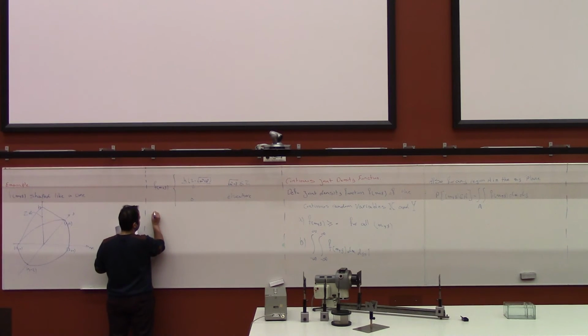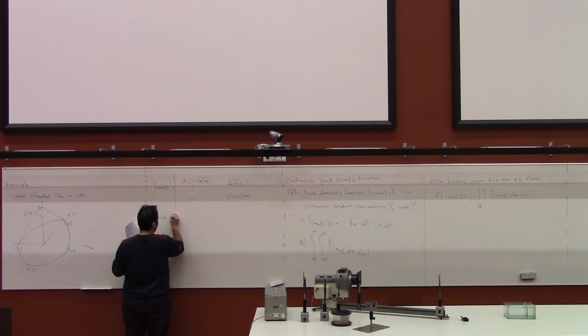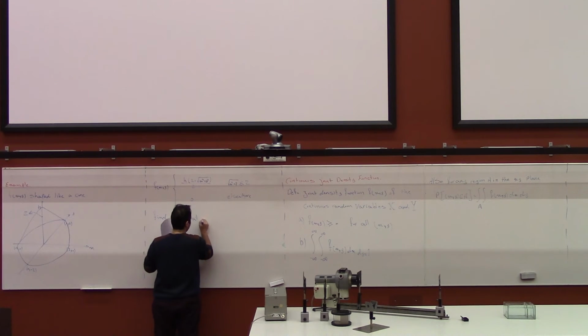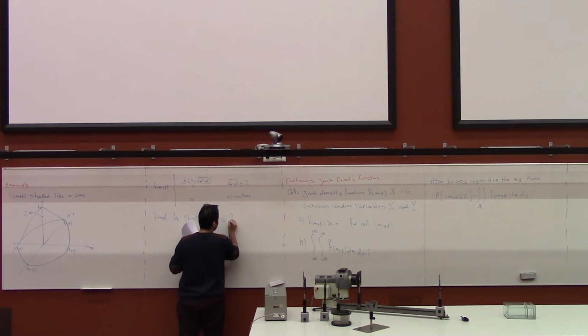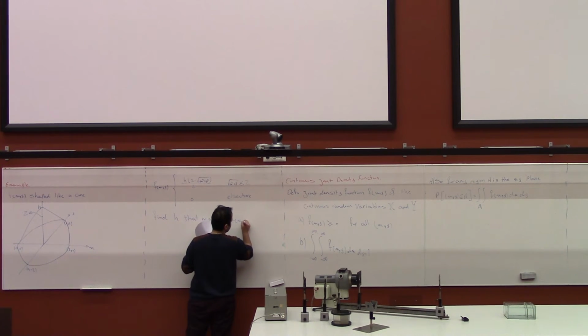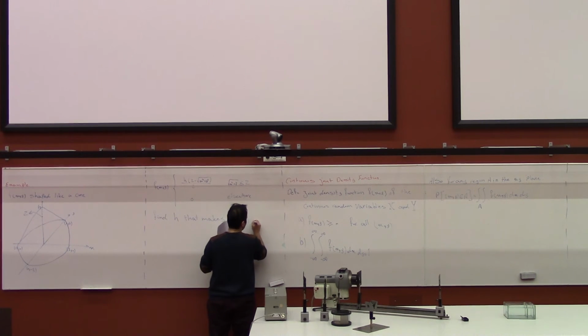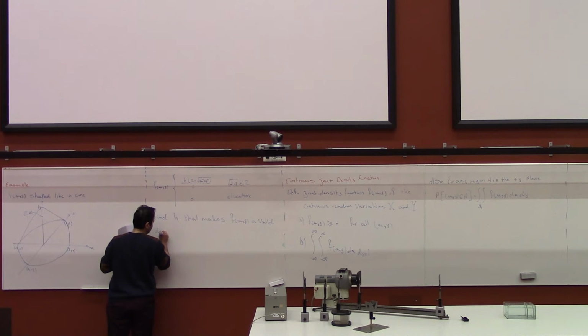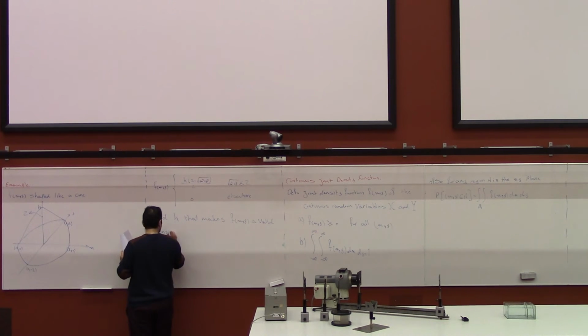Find h that makes f(x,y) a valid density. Okay.